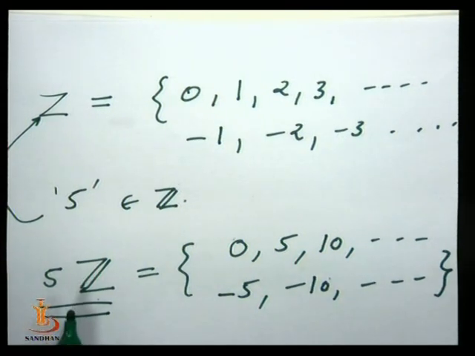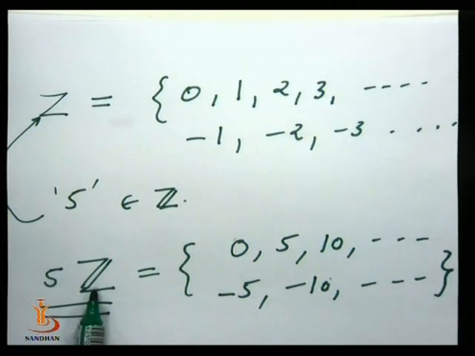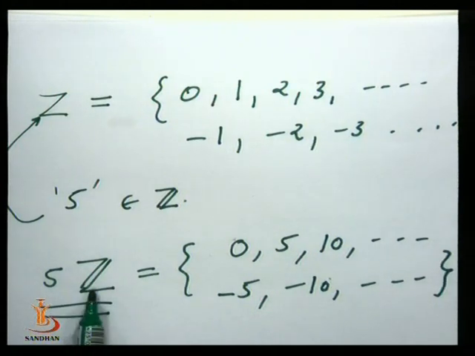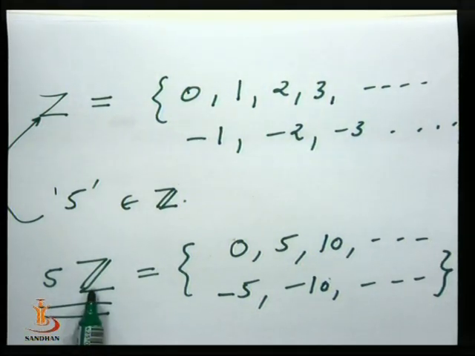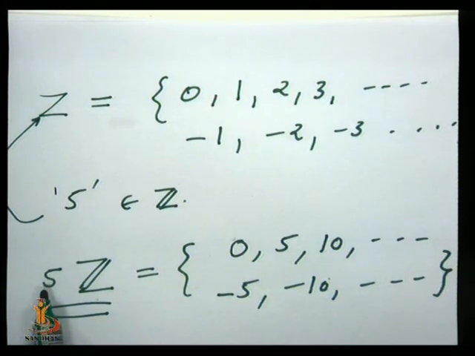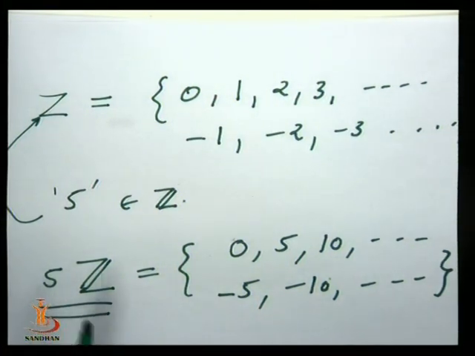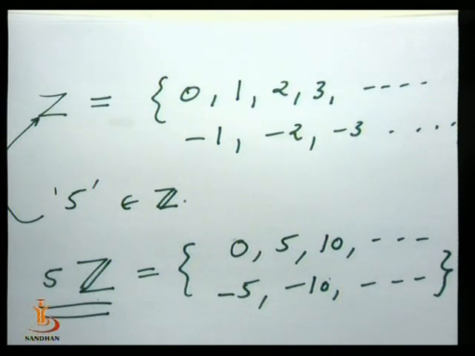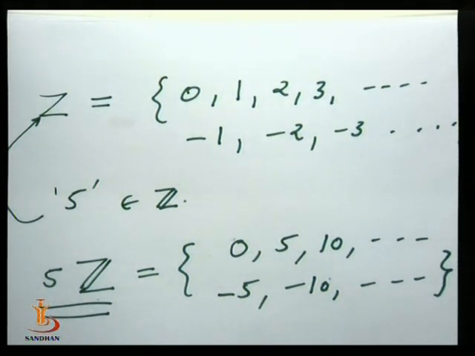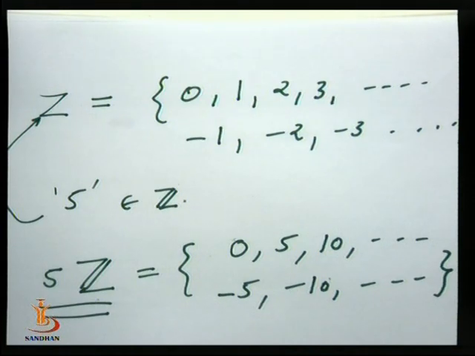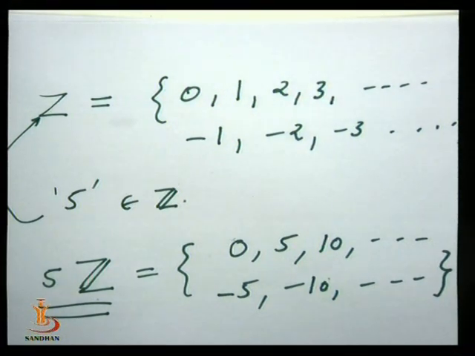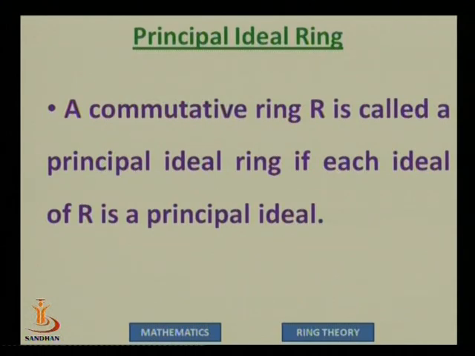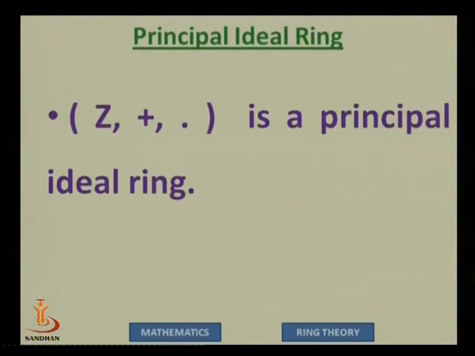It is easy to check that 5Z will definitely be an ideal. And since this is an ideal, we say that it is generated by using element 5. So we can say that this is a principal ideal generated by 5. We have the next slide which says that if there is a ring which has all ideals to be principal ideals only, there is no other ideal than a principal ideal, then that ring is called a principal ideal ring. An example is here, Z plus dot is a principal ideal ring. We can easily prove it.